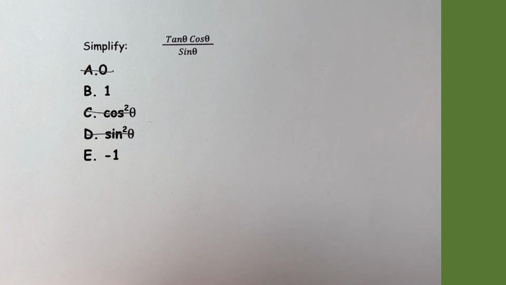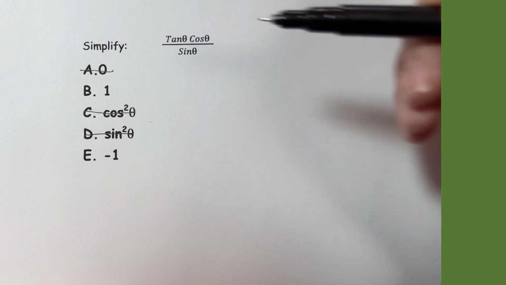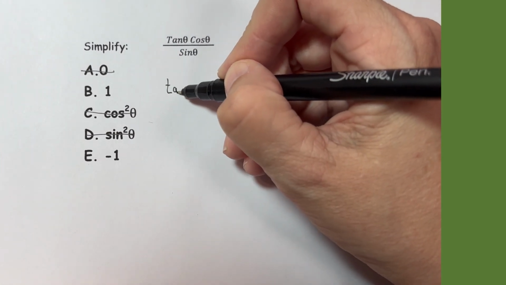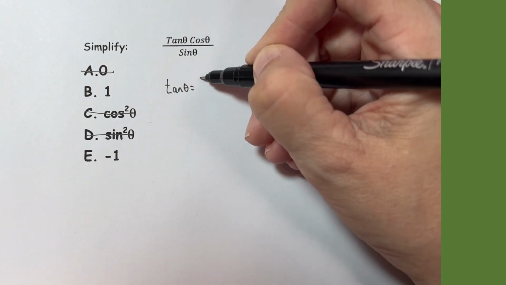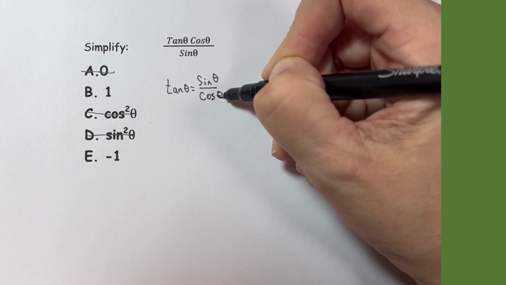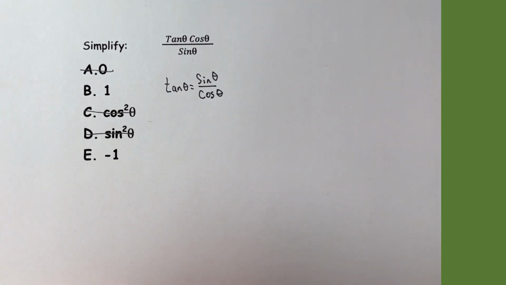Now, also, you notice in the answers, there's no tangent. Even in C and D, they don't use tangent in the answer, which tells us I need to simplify tangent down. If you did not know this, tangent theta is equal to sine theta over cosine theta. That is something that you should learn. If you don't know it, keep it in your head, because you might get a pretty simple problem like this where you'd have a better chance of guessing the answer if you knew that tangent theta was sine over cosine.